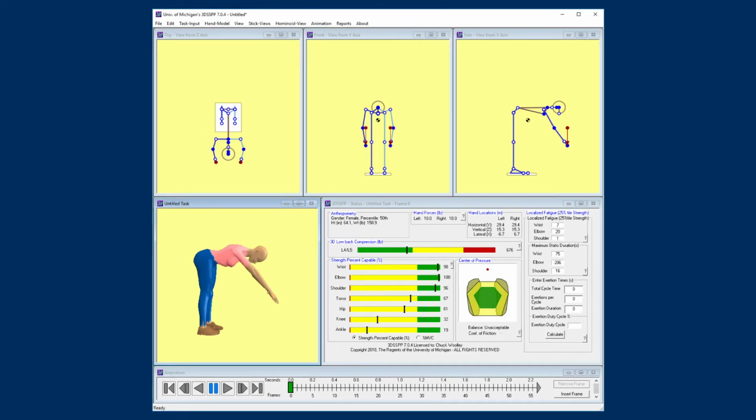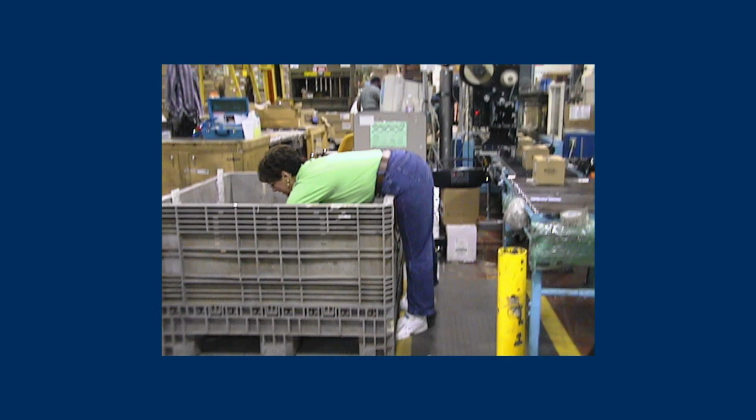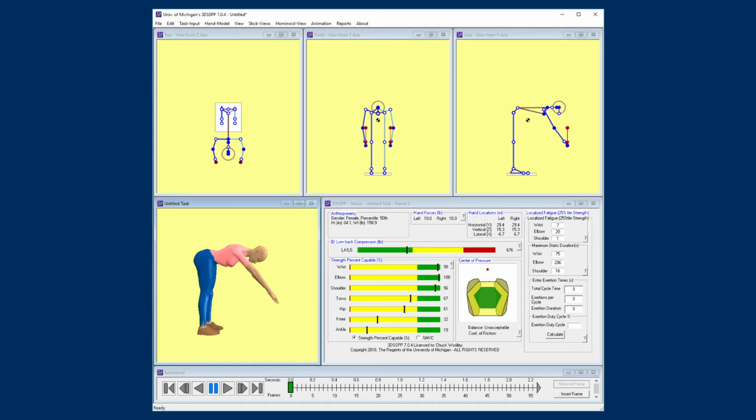Take this bent over and reaching posture for example. The 3DSSPP sees this as an unacceptable balance posture, but the person would not fall over in the real-world scenario because they're supported by whatever it is that they're leaning on. So the 3DSSPP may not give us acceptable results for balance in these scenarios, but you can still use the results from various other sections of the program in these cases, like low back compression, strength percent capable, and others.